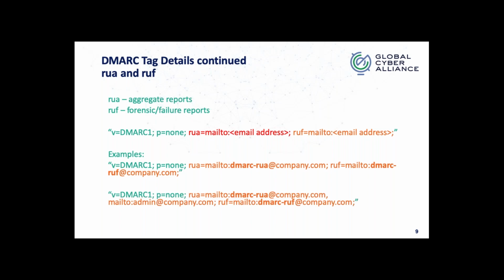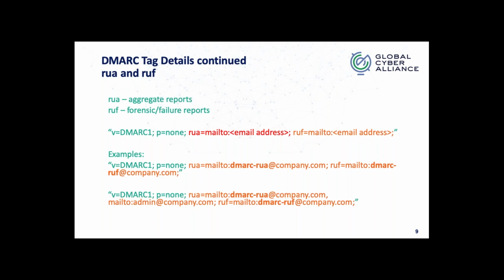Now you can have more than one email address. You just have to separate those email addresses with a comma, but every email address has to start with mailto: So RUA equals mailto: your first email, comma, mailto: the second email, comma, mailto: the third email, and so on. Just remember to end with a semicolon before you start the next tag.